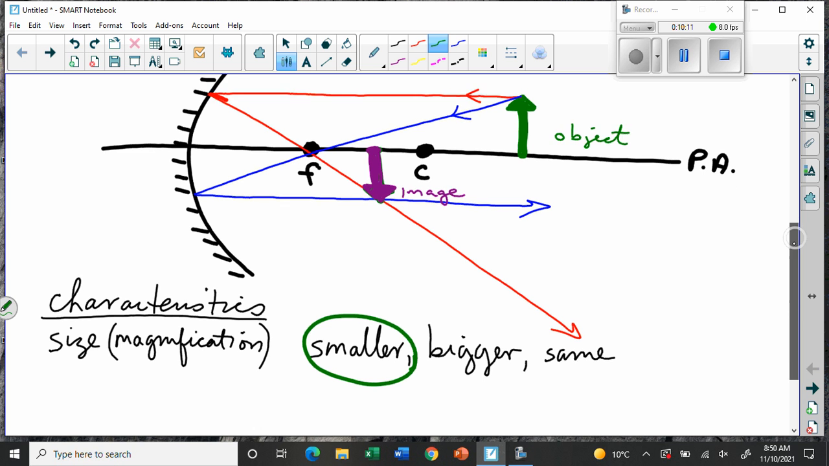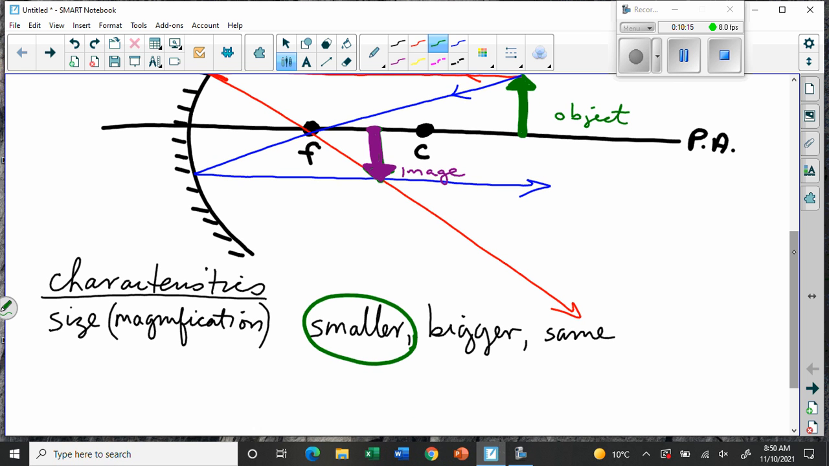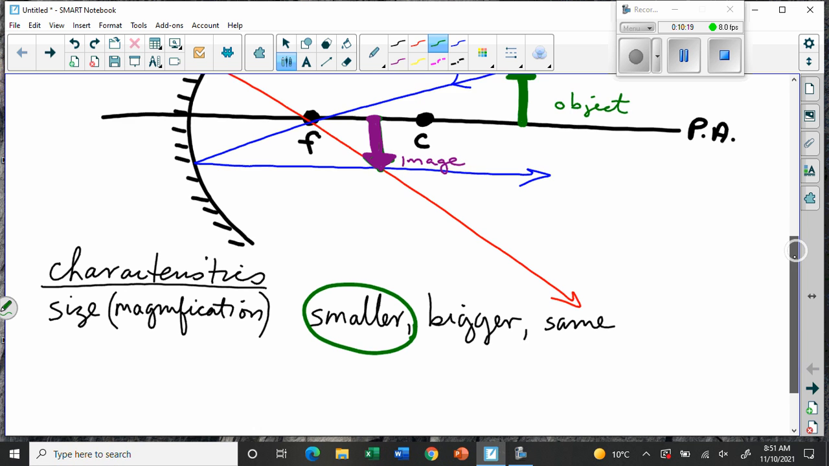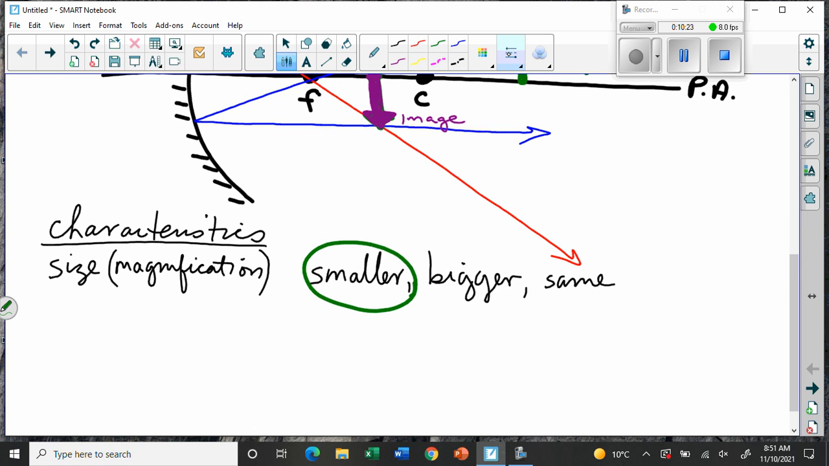Now, the other thing we like to keep track of is the orientation of the image. Is it upside down or upside right? And you can see here, it's pretty obvious it's upside down. So the second characteristic of an image that we like to keep track of is the orientation. Let me get this, the orientation of the image. Get this back to black.